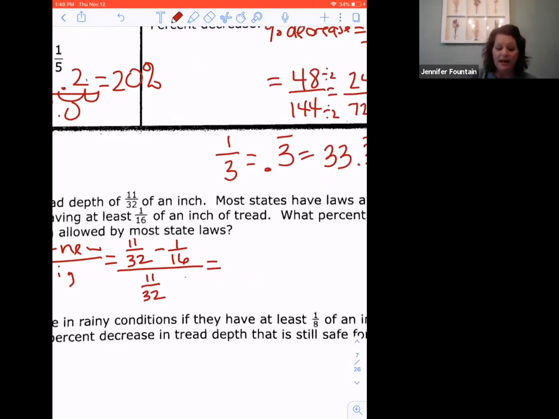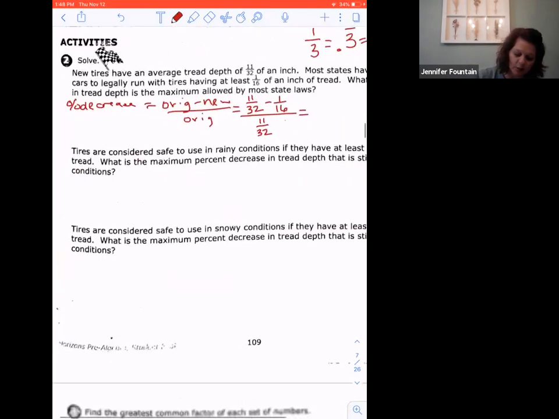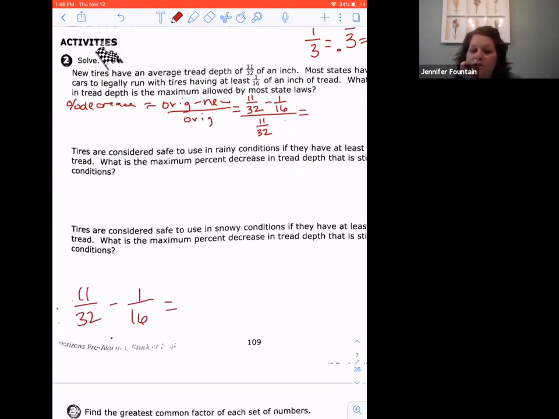Remember that if I'm subtracting fractions, I'm going to come down here at the bottom and give myself some space. So basically I have 11 over 32 minus 1 over 16. The first thing I've got to do is have common denominators. Whenever I'm using common denominators, I want to look and see if one of my numbers that I already have would work. And it would.